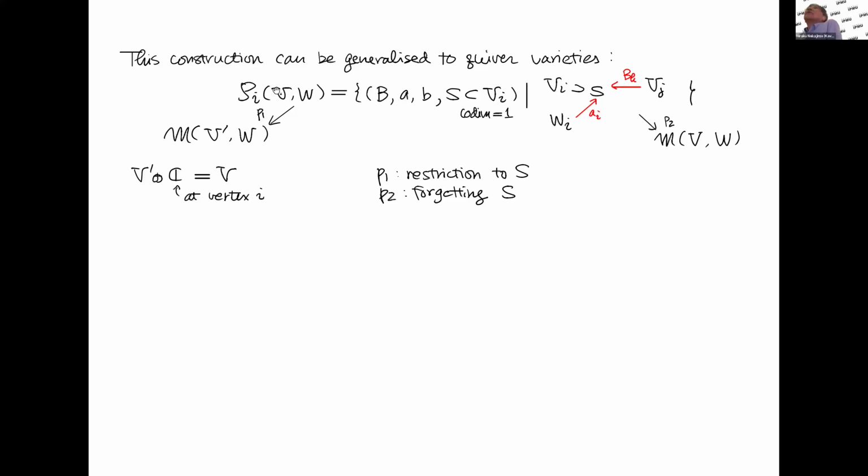Yes, the conormal bundle construction can be generalized to the case of quiver varieties in a straightforward manner. I introduce an intermediate space P_I^{V,W} for each choice of vertex I. I take V' and V, W are common, and I change V by V' at the vertex only I. So V' is one dimension smaller than V. And I have maps P1 and P2 as in the conormal bundle case.